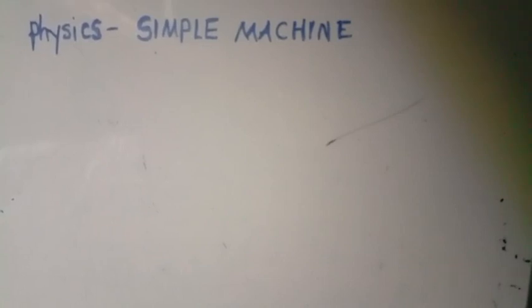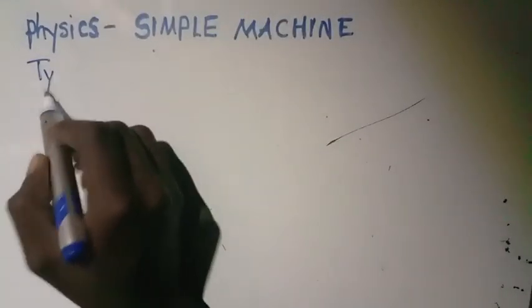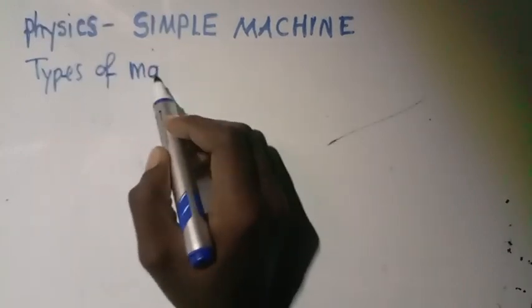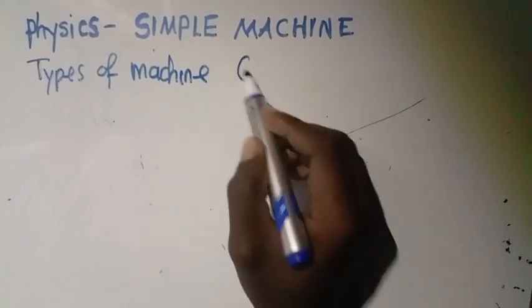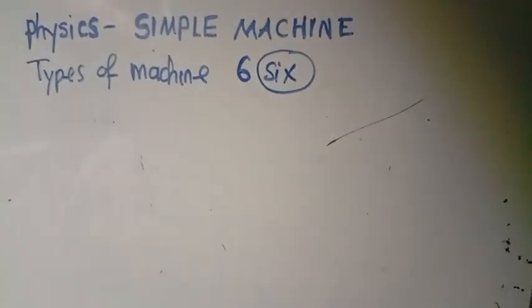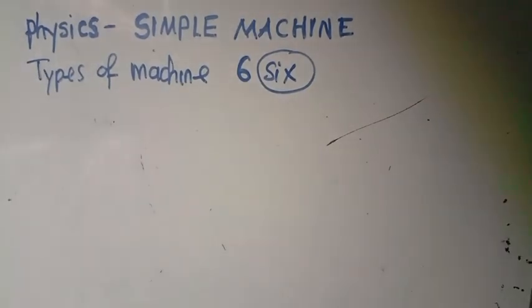So now, the machines that we are going to talk about, types of what? Types of machines. So basically, we are going to talk about how many? 6 of them. 6 types of what? Machines. This is something that we are going to understand. These are the ones that we are going to look at, the 6 types of machines.